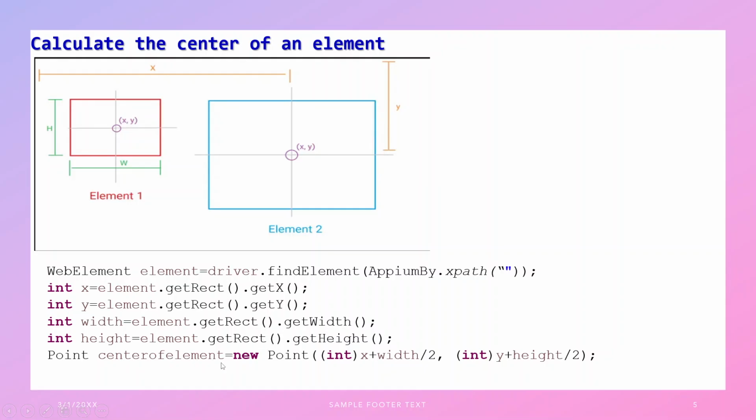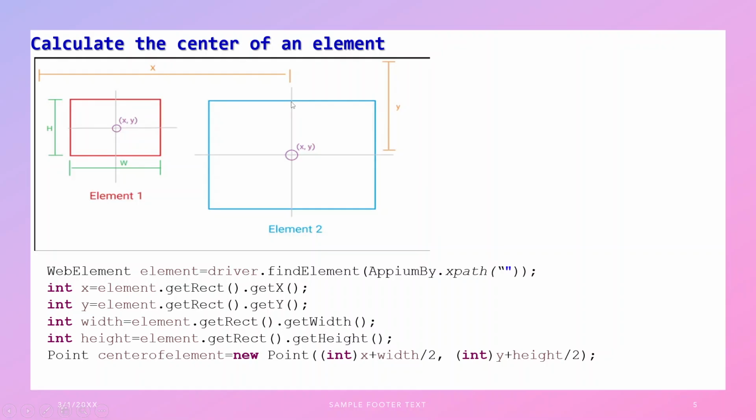And to calculate the center of the element, I am using a class called point. The x value means this one, this is the x value here, and width. This is the width. Calculate the width by 2. Suppose it is 10, if I calculate by 2, it will be 5, it will come here, and my x is here, and I'm adding half of the width to the x. So from here it will come here.